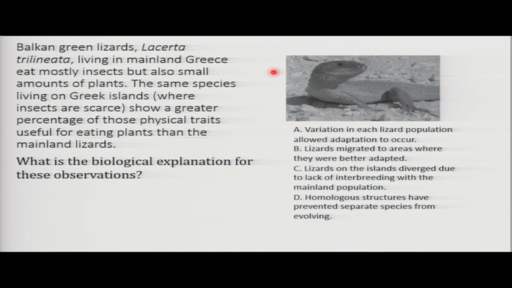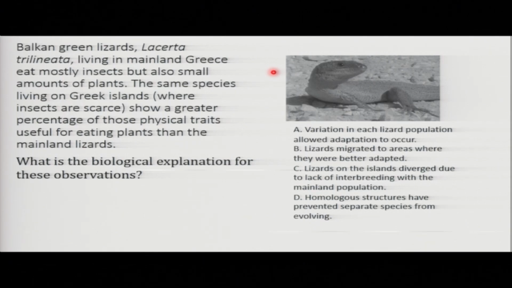The question is, what do you think would be the biological explanation for these observations we've seen? Time for you to think. So let's look at the breakdown of the multiple choices. A, that a variation, the differences in each lizard population allowed adaptation to take place. B, that lizards migrated to areas where they were better adapted. Okay.